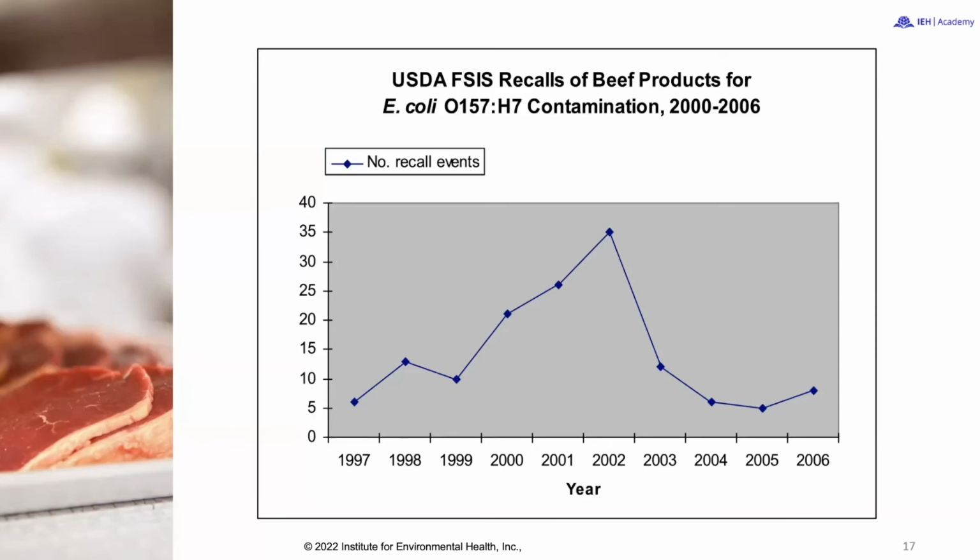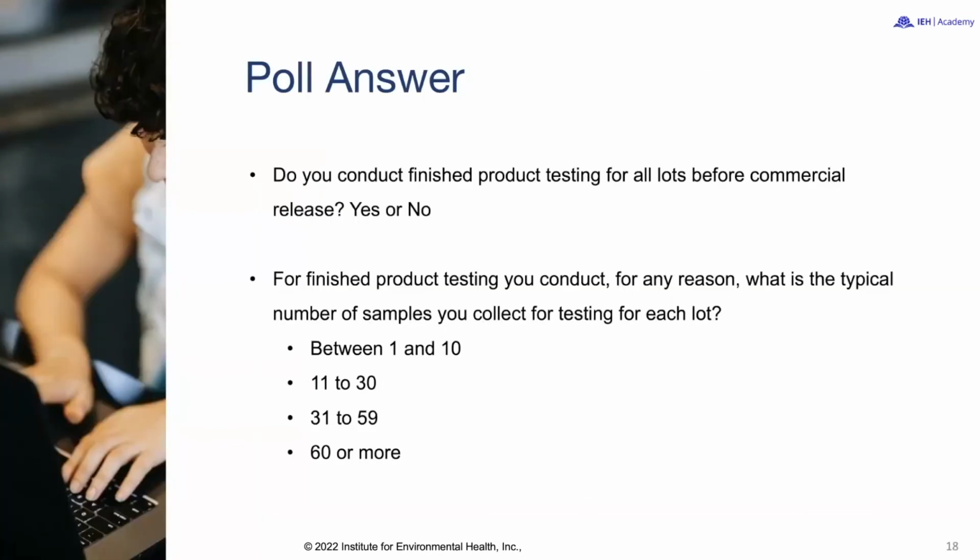Okay, let's go to the next slide. So let's see what our poll answers are, just to remind you. 65% of you said that you test all of your finished product for pathogens before release. Okay, that's a pretty high number, and I suppose that depends. I know some industries test at a much higher level than other industries.